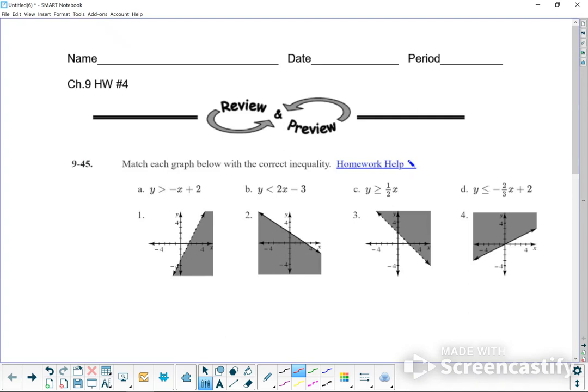All right, everyone, let's go ahead and get started on this. This is Chapter 9, Homework 4, number 45. Match each graph below with the correct inequality. And this is actually what we were working on today in class.